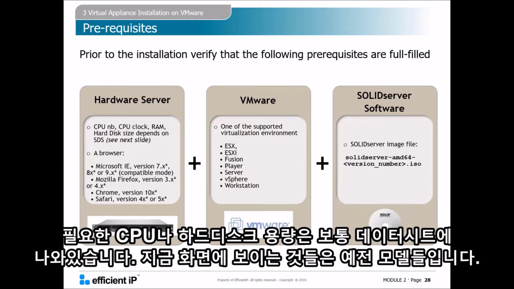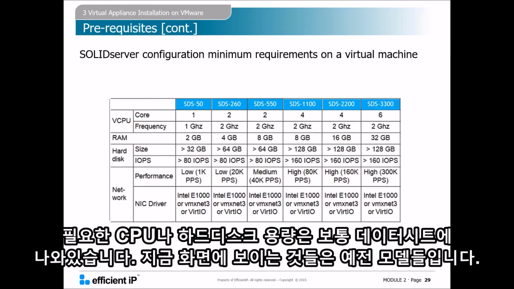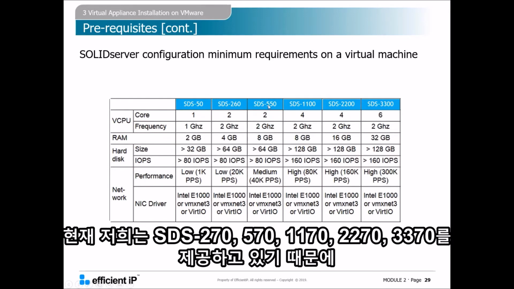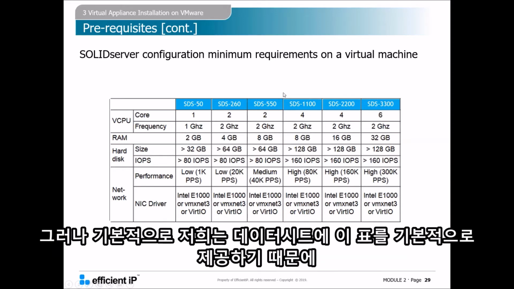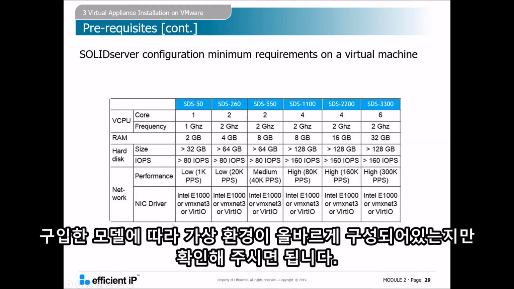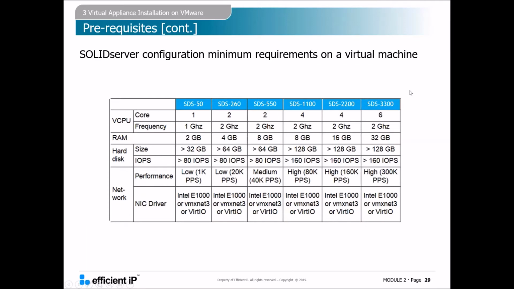Okay, so this is usually in the data sheet. So for a specific model, this is the previous model. So right now we have SDS 270, 570, 1170, 2270, and 3370. So the specs may change a little bit from here, but basically we provide this table in the data sheet, and you just need to make sure that the virtual environment is configured correctly based on the model that you purchase.